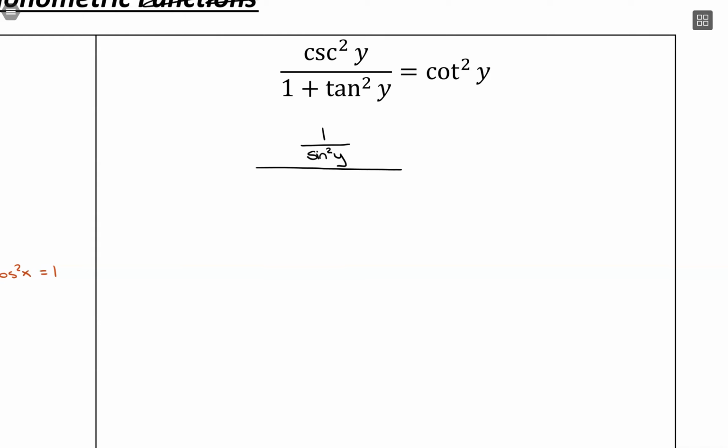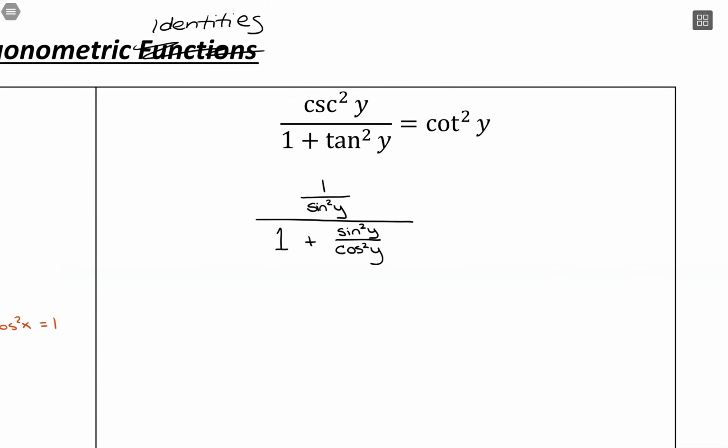And then separate it, and in the denominator, 1 plus tangent squared is sine over cosine, so sine squared over cosine squared. All right, so this right here is a mixed number. And if it helps, we could do something like, it's the same thing as 1 over x squared over 1 plus x squared over y squared.